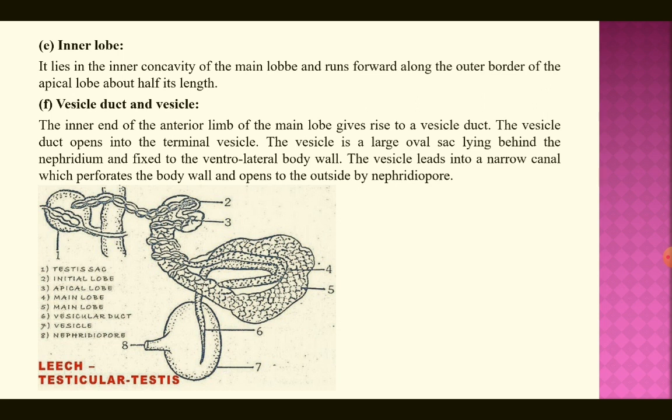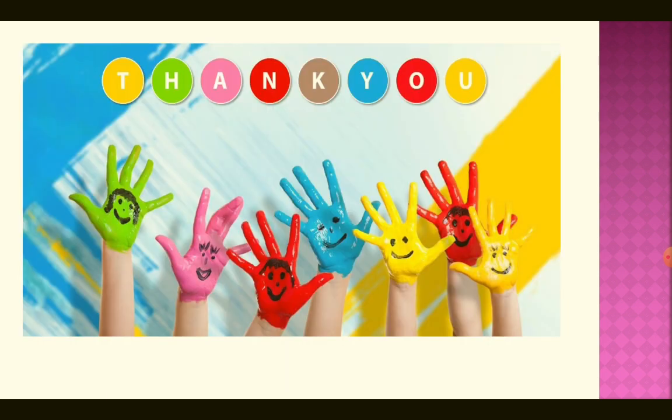The vesicle duct and the vesicle. The inner end of the anterior limb of the main lobe gives rise to this vesicle duct. The vesicle duct opens into the terminal vesicle, and this vesicle is a large oval sac lying behind the nephridium and fixed to the ventrolateral body wall, and the vesicle leads into a narrow canal which perforates the body wall and opens to the outside as the nephridiopore. So this is the structure of a nephridiopore in the case of leeches.